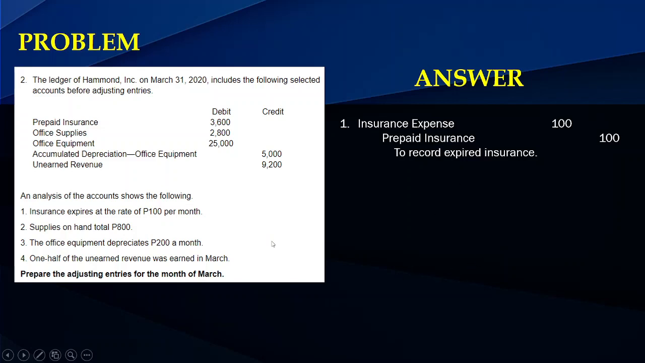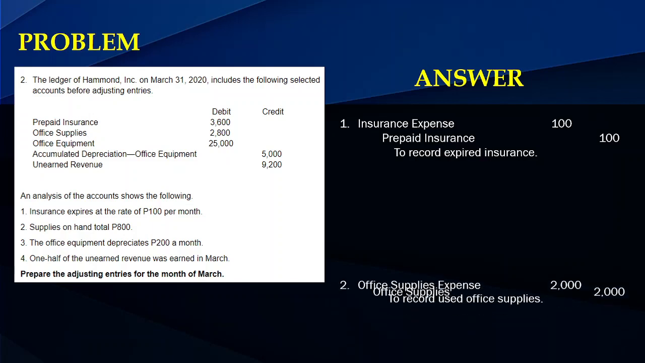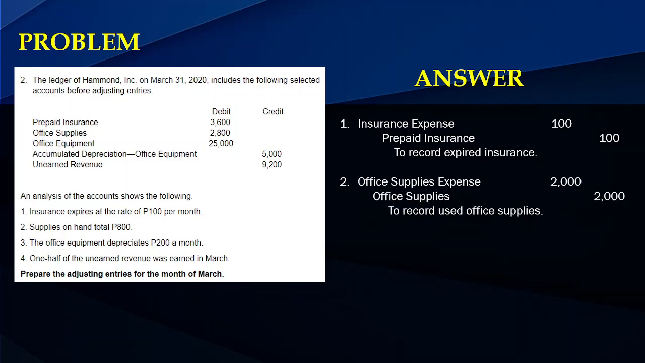Alright, let's continue. Transaction number 2. Supplies on hand is only valued at 800. Please take note that in the above balance, it is 2,800. Therefore, it is overstated by how much? By 2,000. Since this is an asset account, to decrease it, we have to credit it. Therefore, our entry would be debit supplies expense 2,000 and we credit office supplies 2,000.